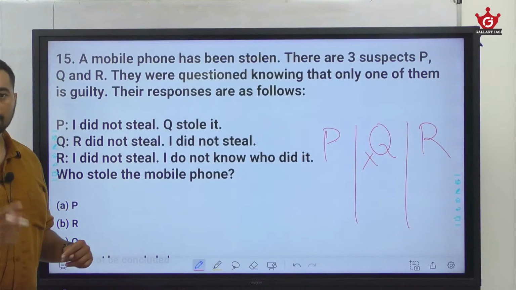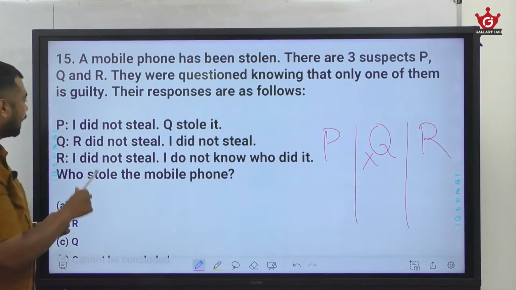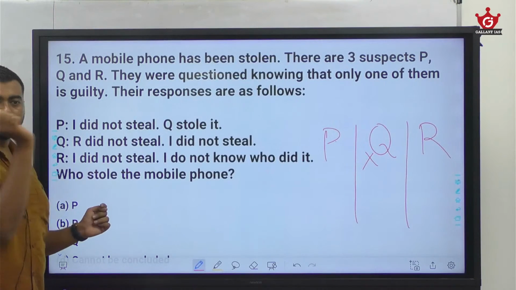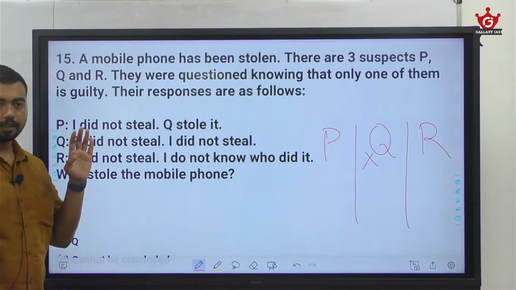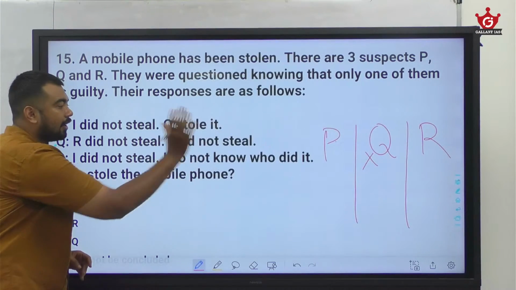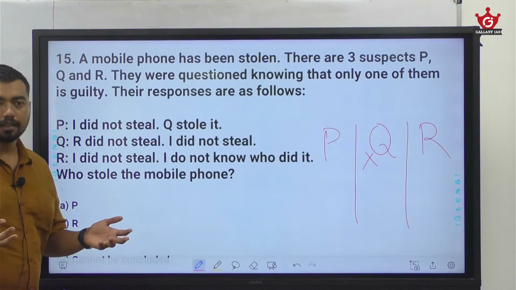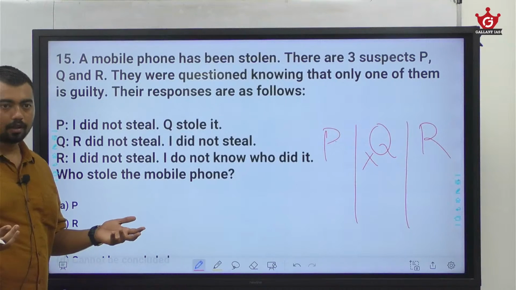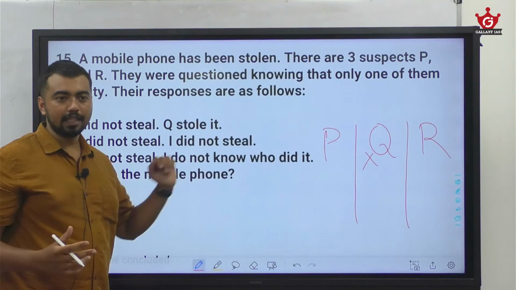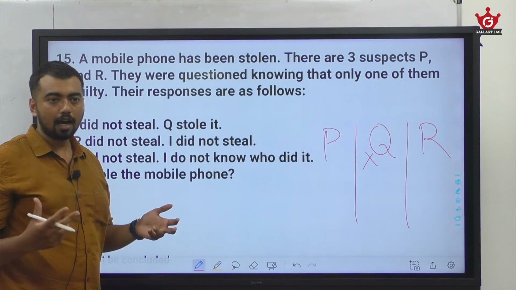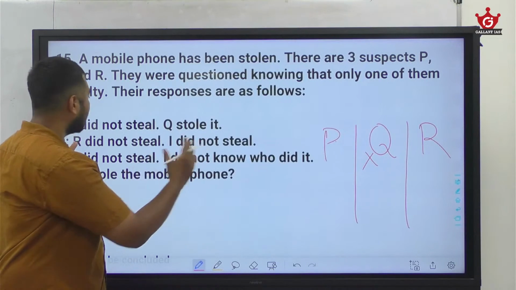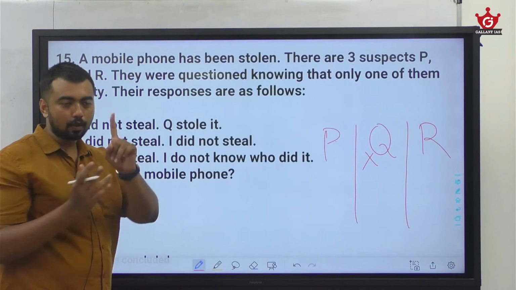You got it? I'll tell you one more. Q says that R did not steal. Now we are assuming that Q is the culprit. And he also says that I did not steal. When he says that R did not steal, what does it mean? R stole. I did not steal, what does it mean? I stole. Does it stand together? There is only one culprit.